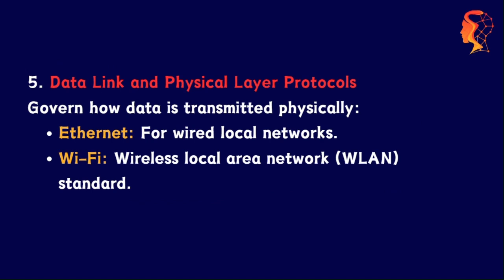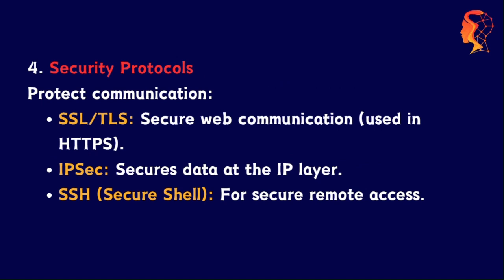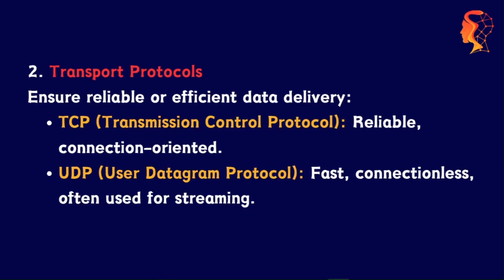Now let's talk about the data link and physical layer protocols. We have the Ethernet, which is used for wired local networks, and the Wi-Fi, which is the wireless local area network WLAN standard. This is the data link and physical layer protocols. I will talk about the Ethernet, the Wi-Fi, the IP, and HTTP in this video, but later.